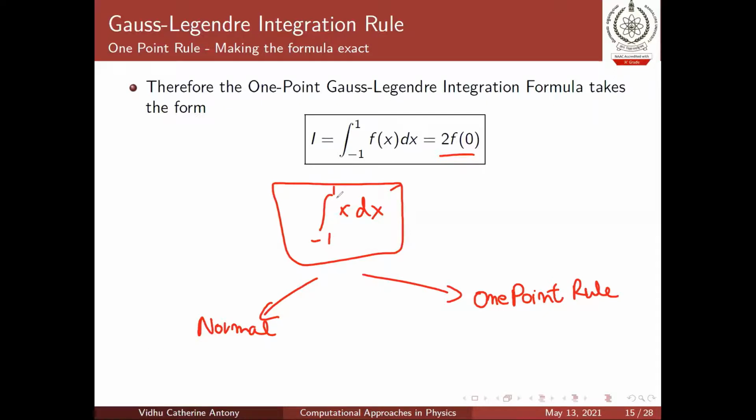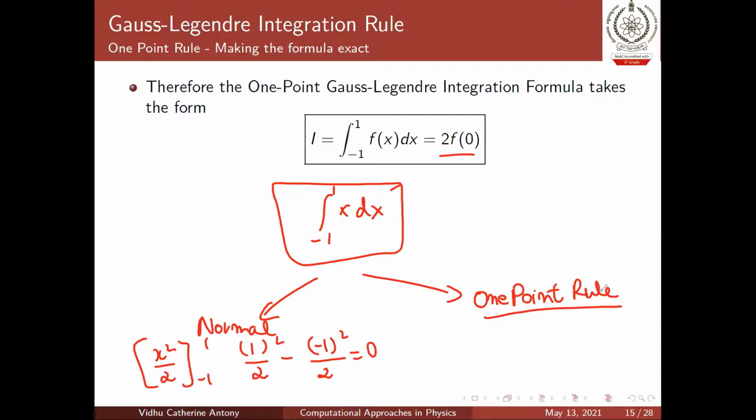So if you're doing the integral from -1 to 1 of x dx, you get x squared divided by 2. From -1 to 1, you get 1 divided by 2 minus (-1) whole squared divided by 2, and you get 0. Fine. What about the 1-point rule? What is my f of x here? My f of x here is equal to x. So f of 0 is going to be equal to 0. So 2 into 0, I will get 0. So you do see that it is fine for this.